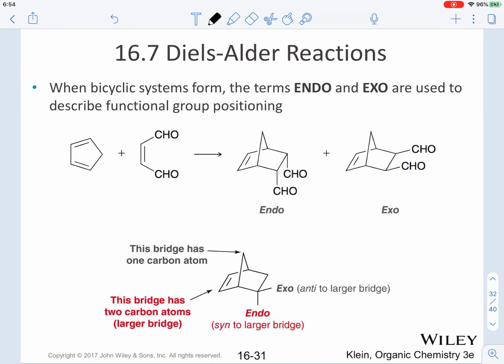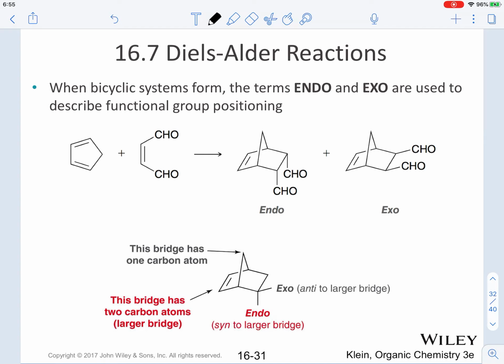Now, another thing that we need to establish when it comes to bicyclic systems is that the addition of the groups that we have in terms of the dienophiles is going to form two products, okay? They're going to be forming the endo product and the exo product. Understand that the difference between the endo and the exo products is how they are aligned with the particular bridge that we have available in the molecule that is formed.